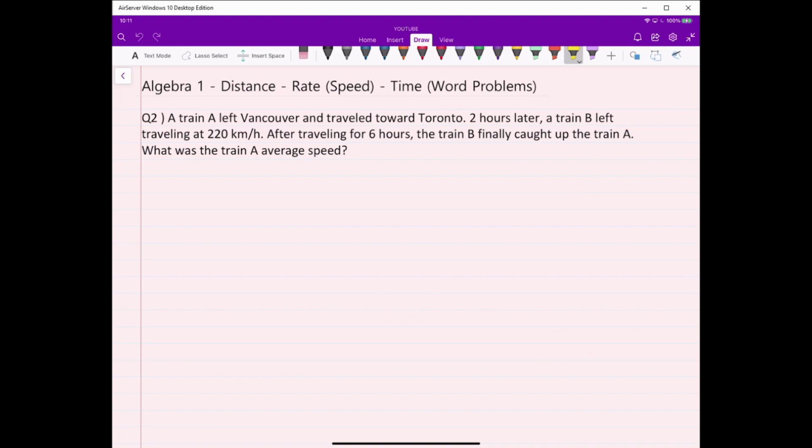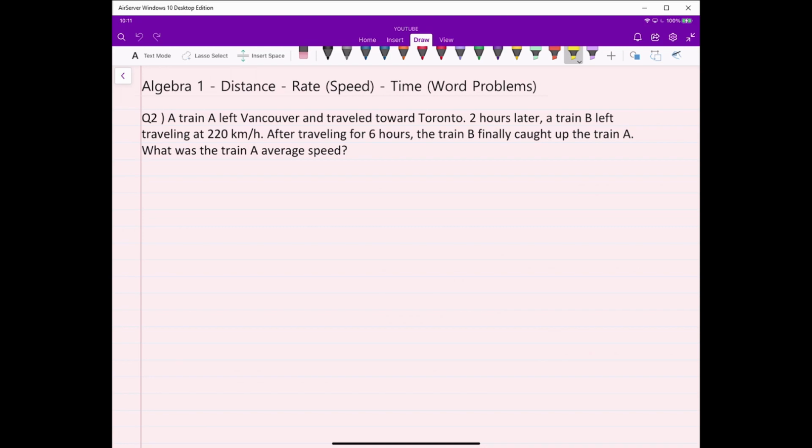Train A left Vancouver and traveled towards Toronto. 2 hours later, train B left, traveling at 220 km per hour. After traveling for 6 hours, train B finally caught up with train A. What was train A's average speed?